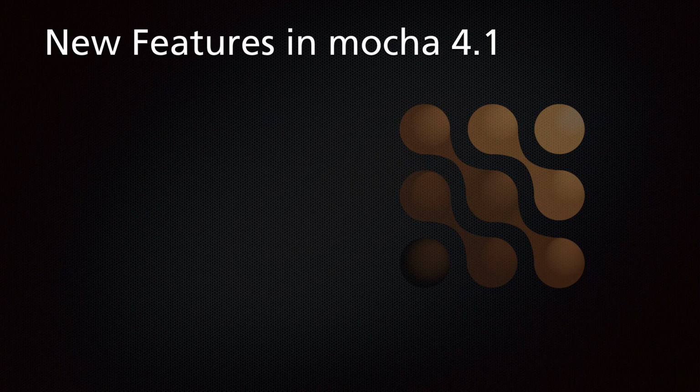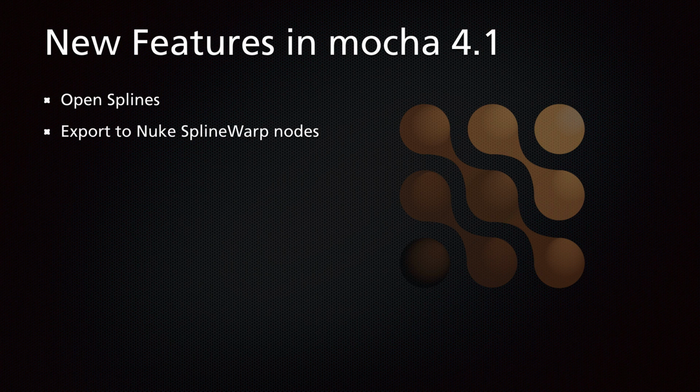So let's just recap the new features inside Mocha 4.1. We have open splines for Mocha Plus and Mocha Pro, and they export out to After Effects for Mocha Plus, and Nuke and After Effects for Mocha Pro. We have the Export to Nuke Spline Warp nodes, which helps you bring out those tracked roto nodes for spline warps. We also have new control point selection shortcuts to easily jump between the next and previous control points in your splines.